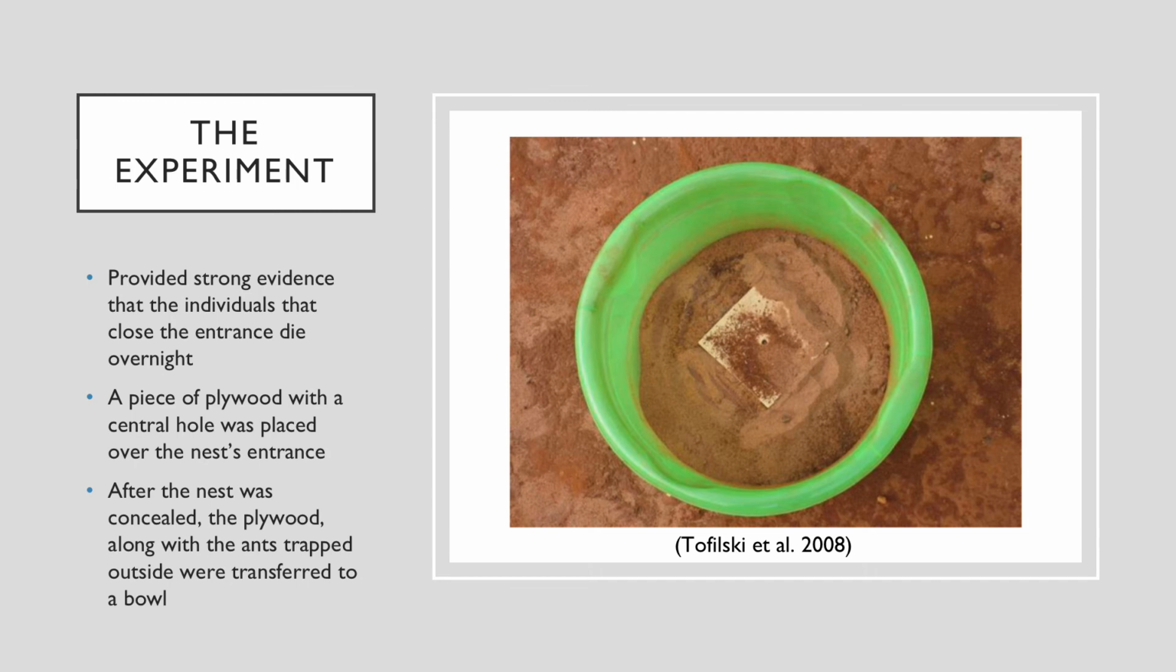The remaining 7 were not found, but were presumed dead because live ants moved very quickly and were very easy to see when sand or wood near them was disturbed. This result provided strong evidence that the individuals responsible for closing the nest die overnight.